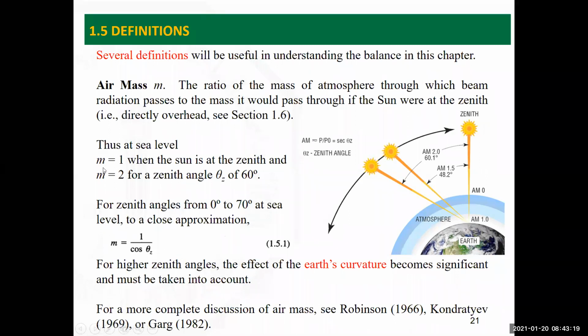Typical values of the air mass are being given here. 1, if the sun is at the zenith, and 2, if we have an angle of 60 degrees, because cosine 60 is basically equal to 0.5, so 1 divided by 0.5 is 2.